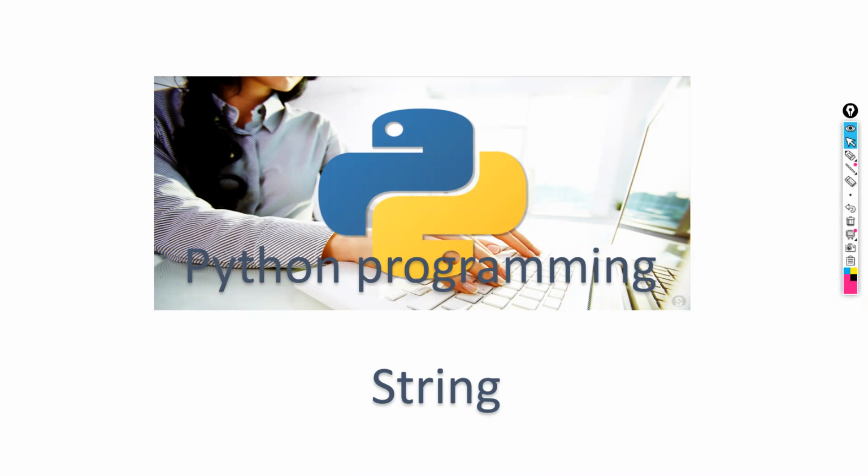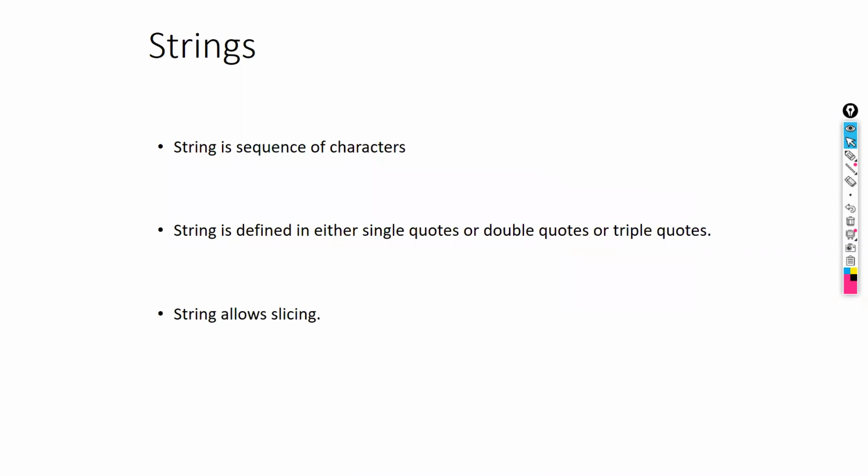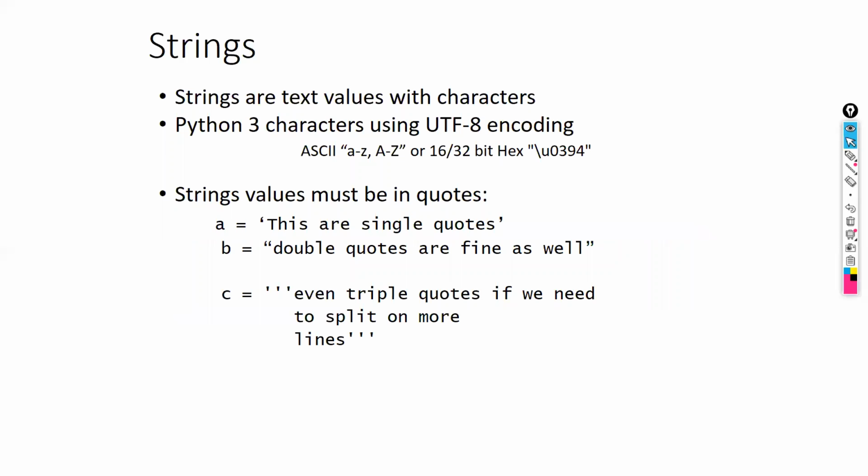In this session, let us discuss the string, string slicing, and the string methods. A string is a sequence of characters, and a string can be defined in single quotes, double quotes, or even triple quotes. Anything is fine, guys, we don't have any difference. A string allows slicing to extract a part of the string. In Python 3, characters use UTF-8 encoding, which I'll discuss in this session, but nothing much to bother about as of now.